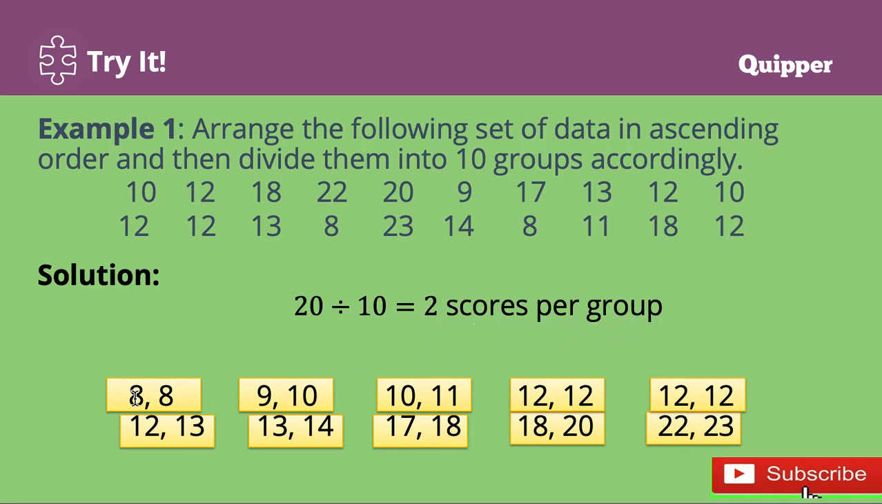Now we have 8, 8, 9, 10, 10, 11, 12, 12, 12, 12, up to 22, 23. So those are the 10 groups with 2 members or 2 scores per group. That is how to divide the 20 scores into 10 groups accordingly.